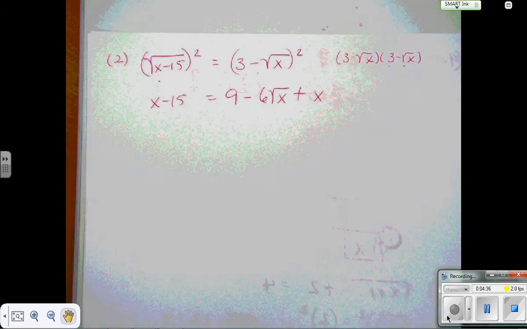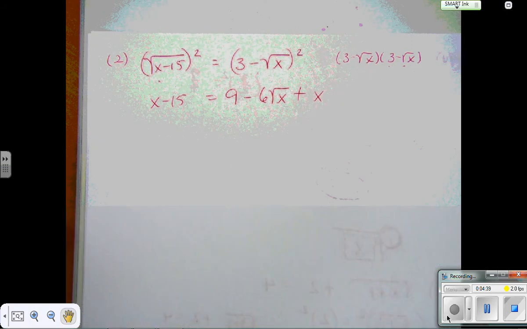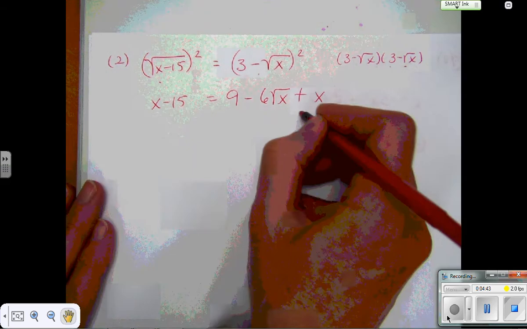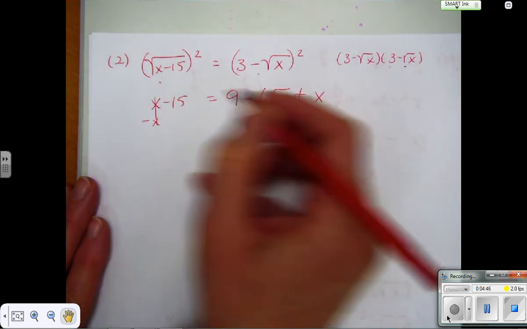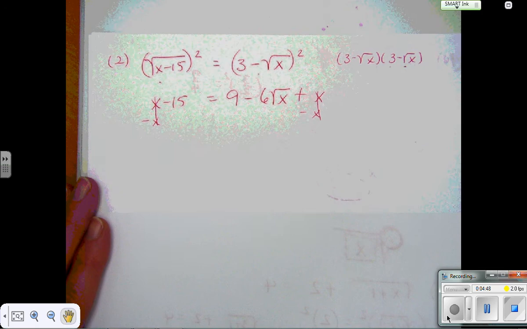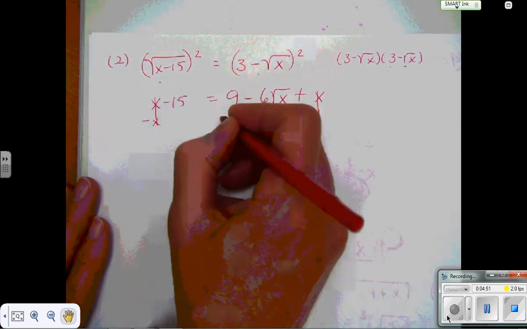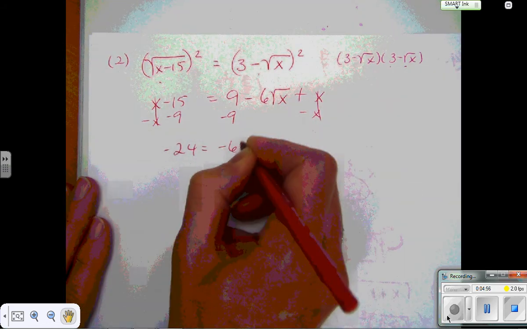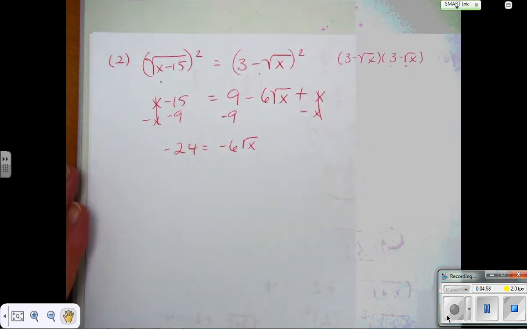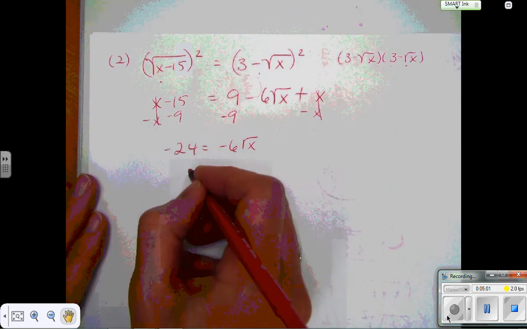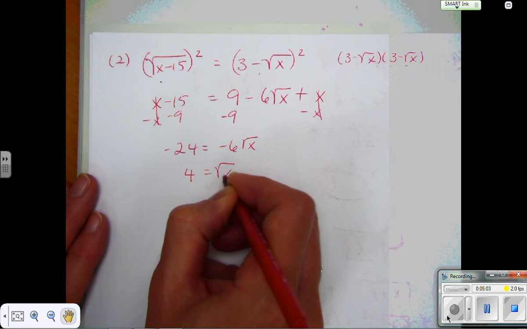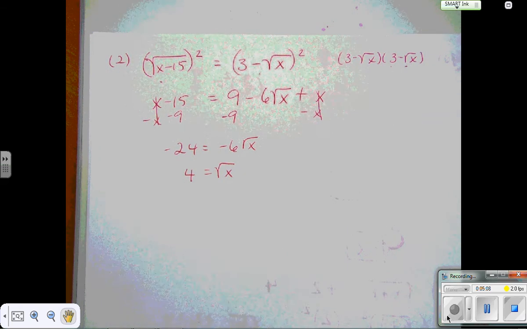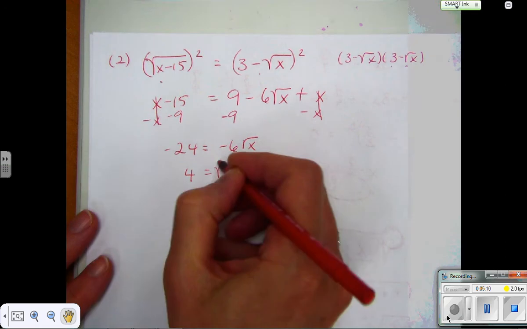So I want to isolate that. I want to do the same thing that I did for number 1. So I'm going to subtract x from both sides, and when I do that, those x's reduce out. I don't have an x anymore. I don't have a variable. And subtract 9. So negative 24 equals negative 6 radical x. Divide both sides by the negative 6. And I have 4 equals the square root of x. Okay, and so now when I have the radical all by itself, now I can square both sides to get rid of that root. So x is going to be 16.